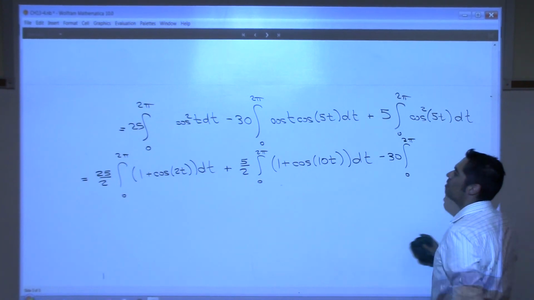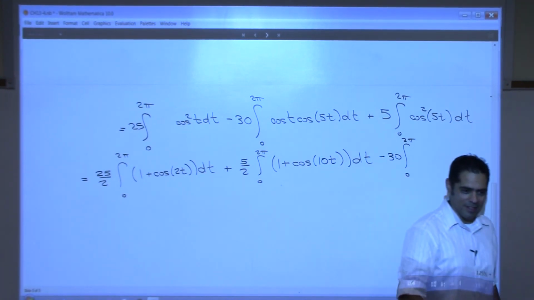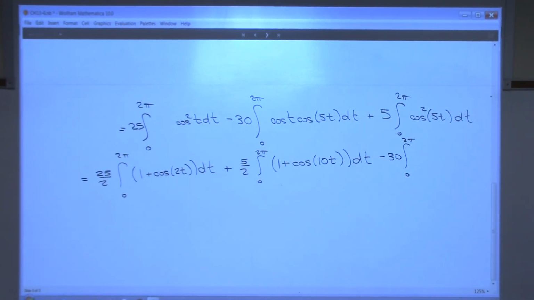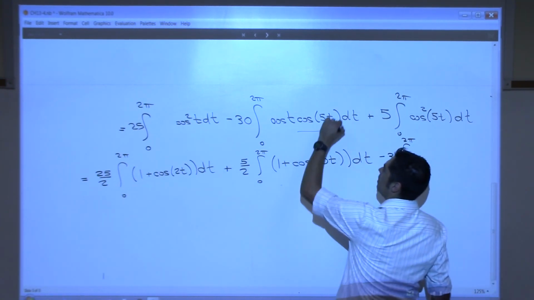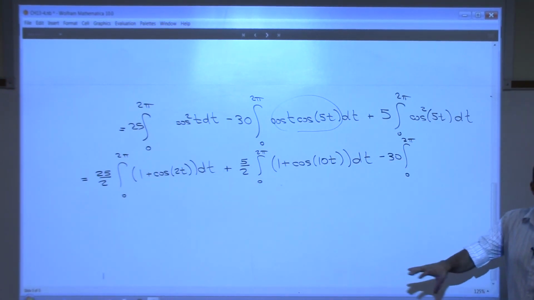How do you want to handle cosine t, cosine 5t? You have a product to sum formula somewhere in your pre-cal formulas. There is a formula that allows you to split that out into a sum, and then you're in business.